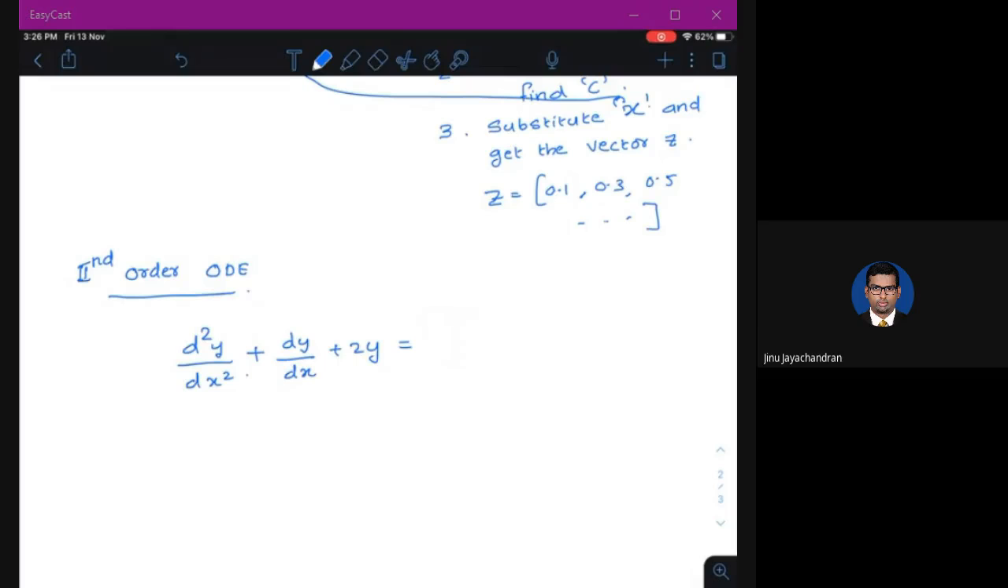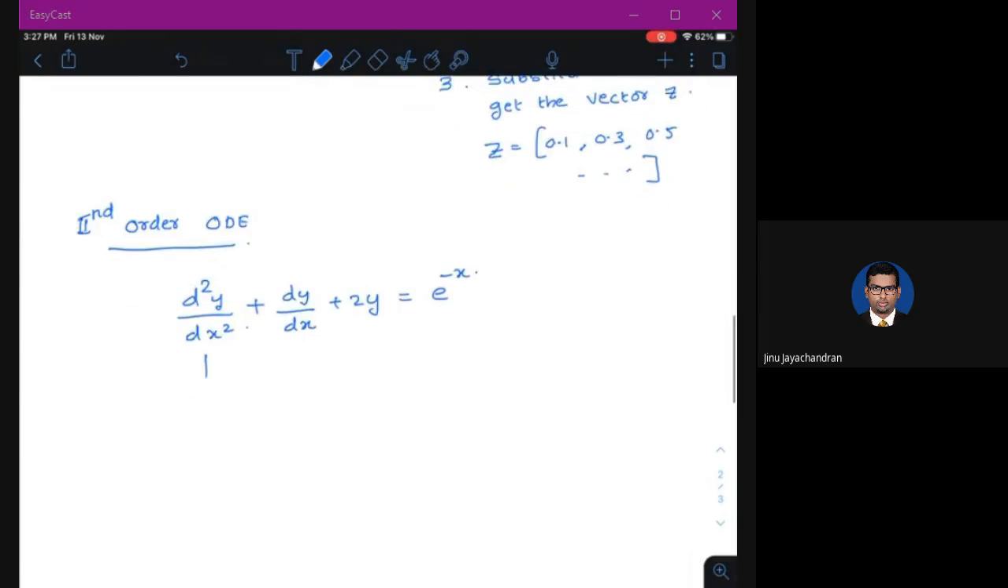Okay, so let's consider a non-homogeneous equation. Let's say this is some e raised to minus x, something like this. So I can write this as y double dash plus y dash plus 2y is equal to e raised to minus x, where y double dash means d square y by dx square, y dash means dy by dx, and 2y is equal to e raised to minus x.